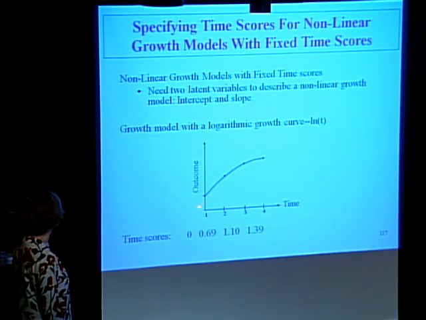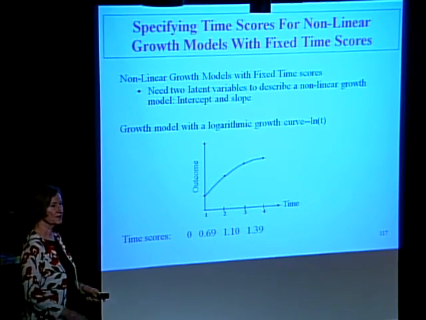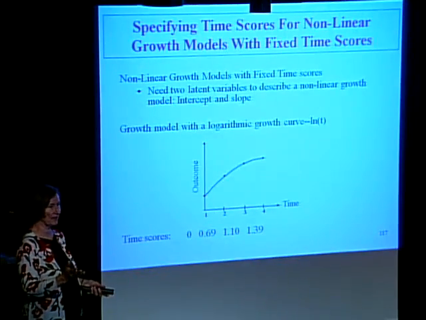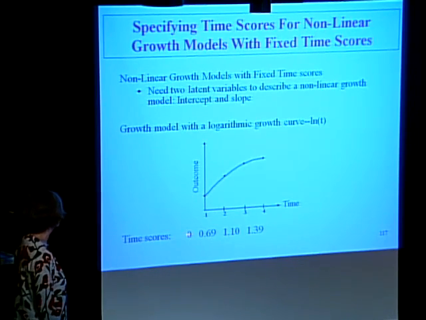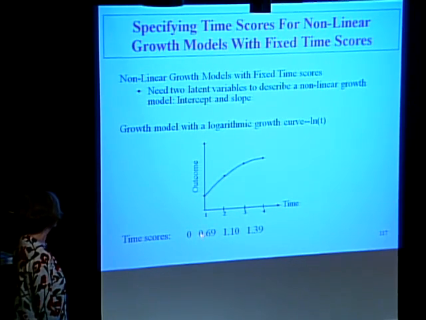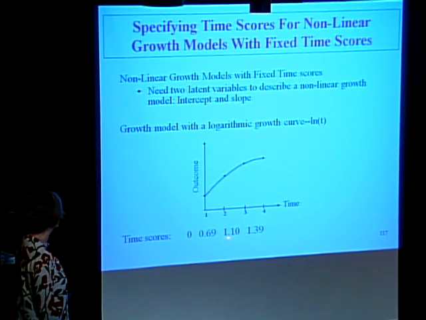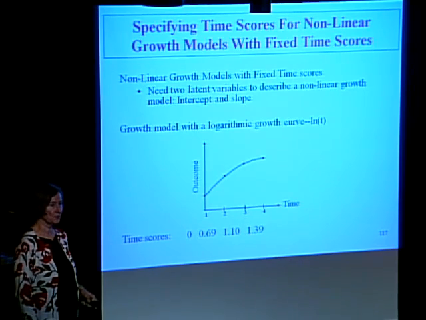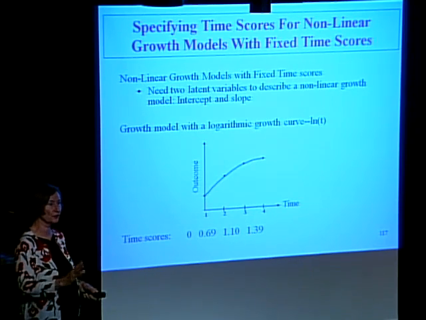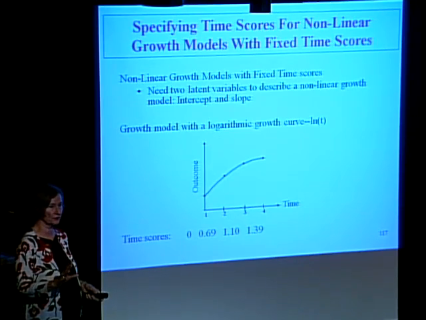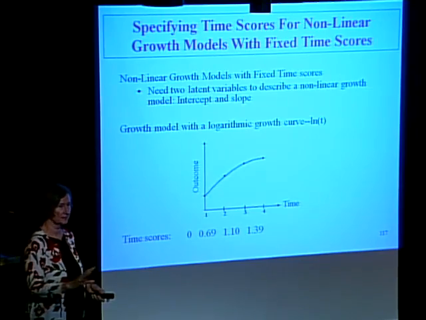We take the log of 1, 2, 3, 4, and we get time scores of 0, 0.69, 1.10, and 1.39. So you would say, let's say it was math 7 at 0, math 8 at 0.69, math 9 at 1.10, and math 10 at 1.39. So that's how you would use a known mathematical curve to estimate a model and see how well that fits your data.